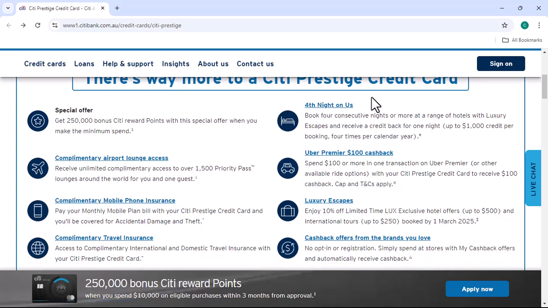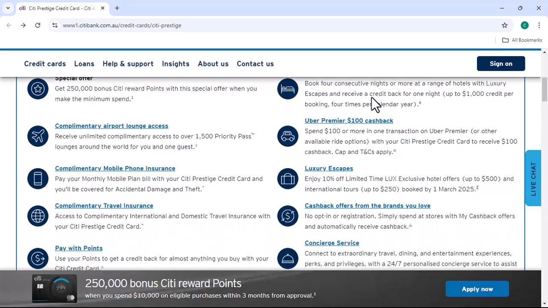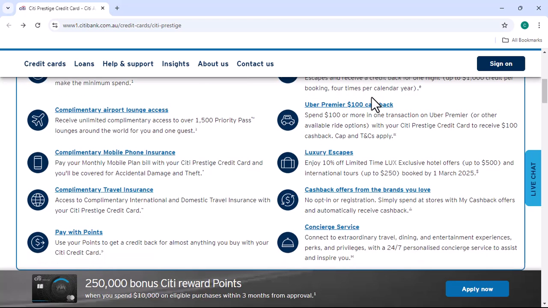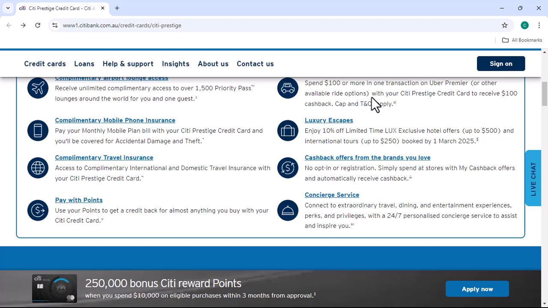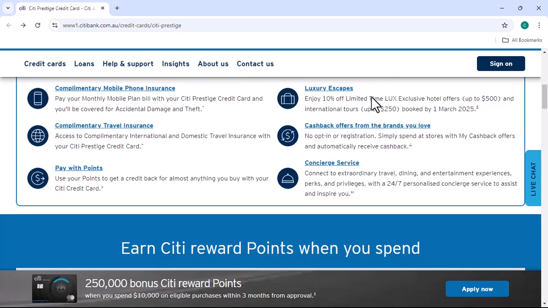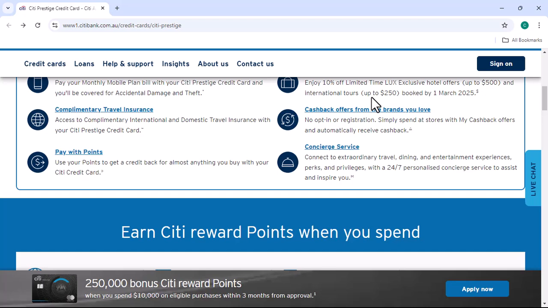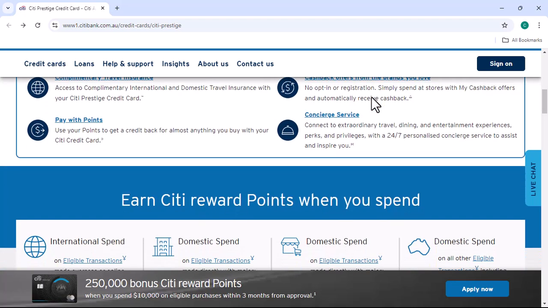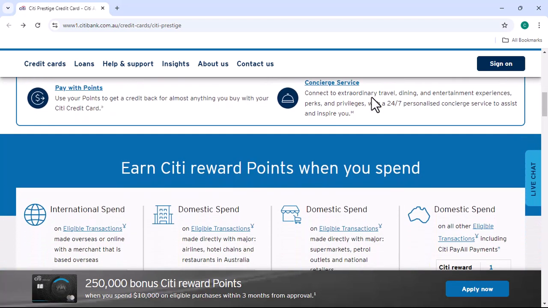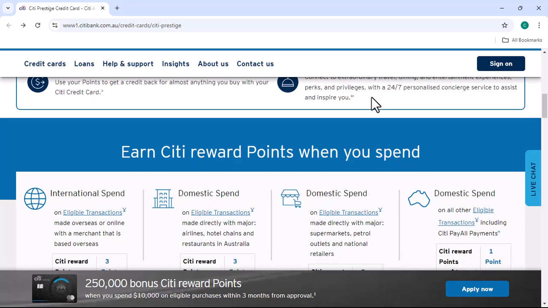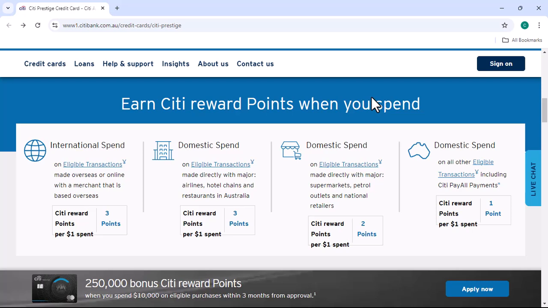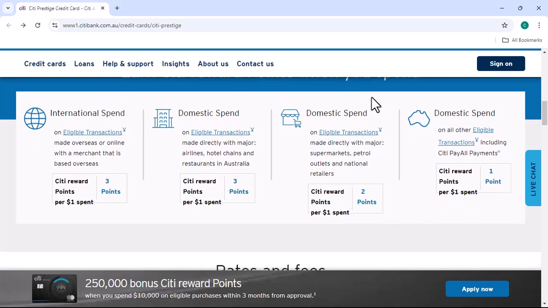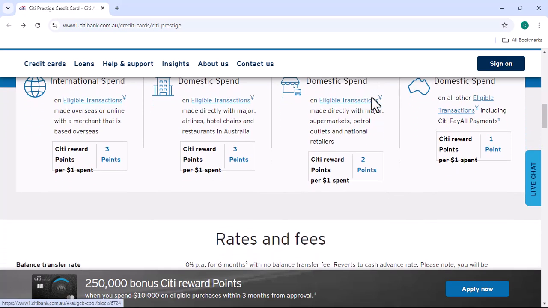What is a prestige credit card? At their core, prestige credit cards are designed for high-net-worth individuals who value luxury, convenience, and exclusivity. They come with a host of benefits that set them apart from standard credit cards. Let's dive into some of the key features. Annual fees. Prestige credit cards typically come with high annual fees, often in the hundreds or even thousands of dollars. These fees are justified by the exclusive perks and services they offer.